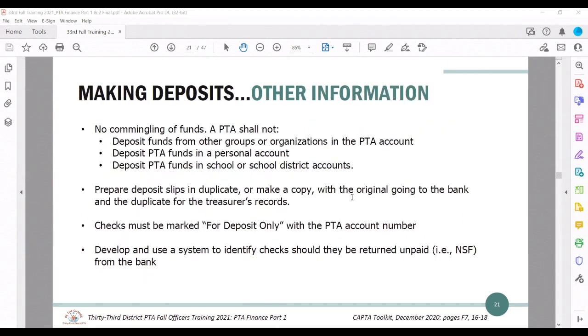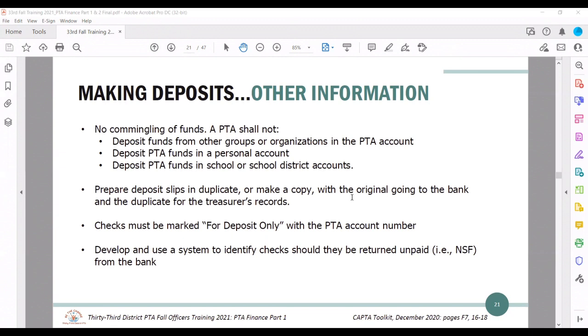Making deposits, other information. There should be no commingling of funds. For example, your PTA should not deposit funds into other organization accounts, such as the school's or the school district's account. And also do not deposit funds into a personal account. Be sure to prepare deposit slips, a duplicate, or make a copy. The original goes to the bank and the duplicate goes to the treasurer for their records. Mark checks for deposit only with the PTA account number.